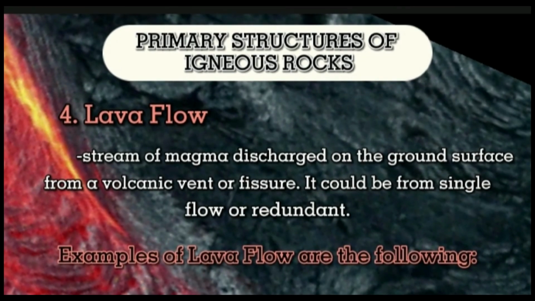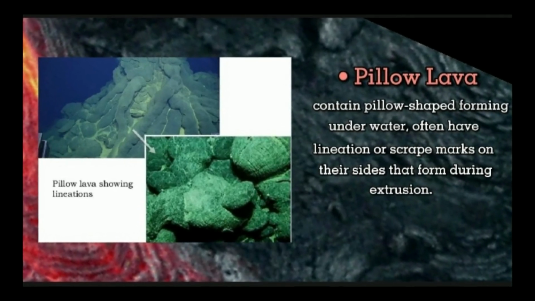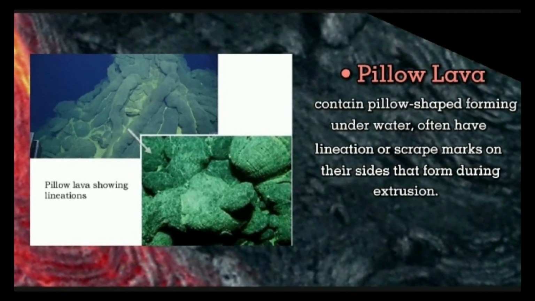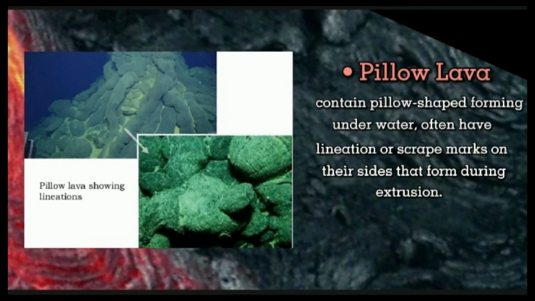Lava flow. A stream of magma discharged onto the ground surface from a volcanic vent or fissure. It could be from a single flow or repeated flows. Examples of lava flow are the following. Pillow lava. Contains pillow shapes forming underwater, often with lineation or scrape marks on their sides that form during extrusion.